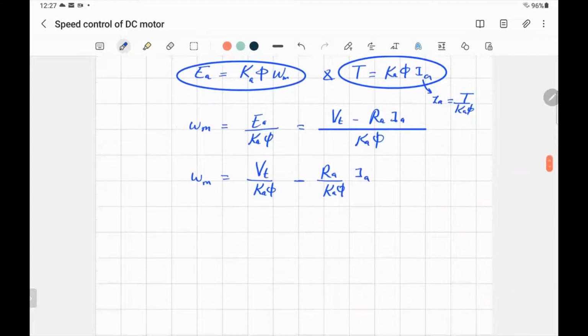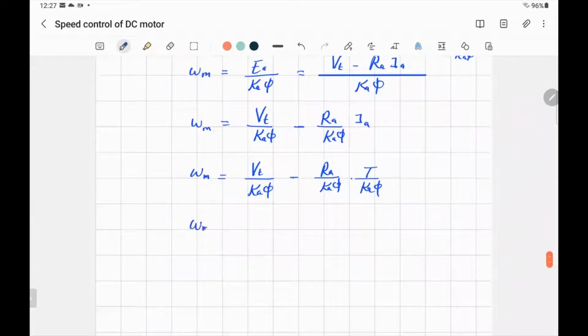So let's replace it. Omega m will be equal to the terminal voltage divided by Ka phi, minus Ra over Ka phi, and Ia is equal to torque divided by Ka phi. Let's collect the constant terms together. So I will write omega m equal Vt over Ka phi minus Ra divided by Ka phi squared, because both are the same, times T.